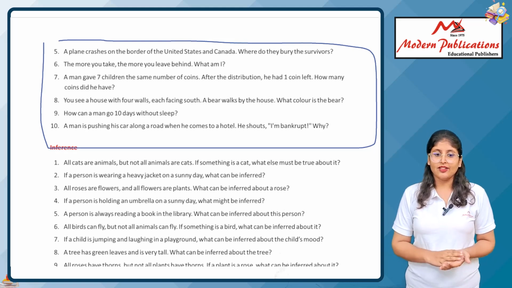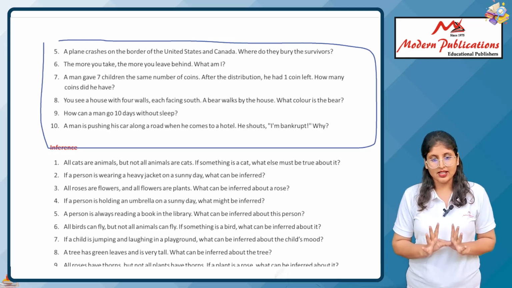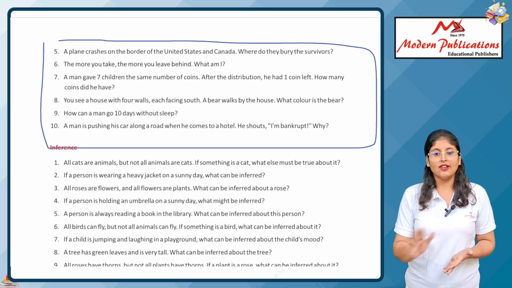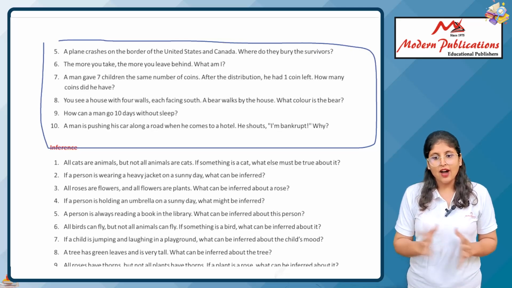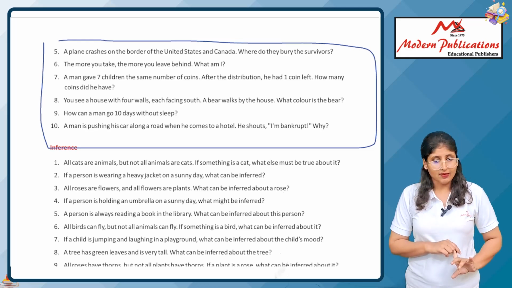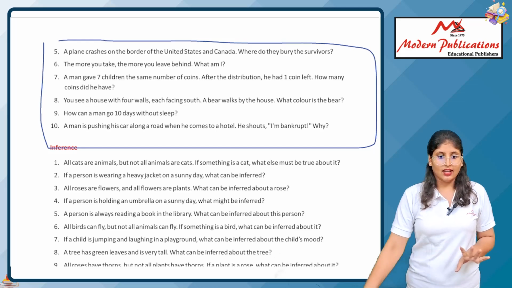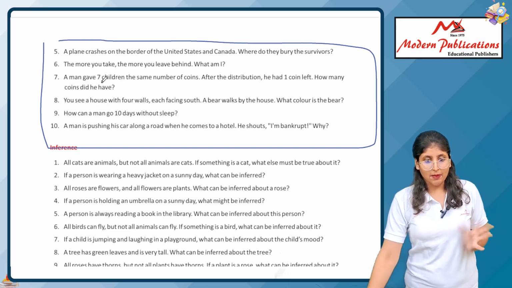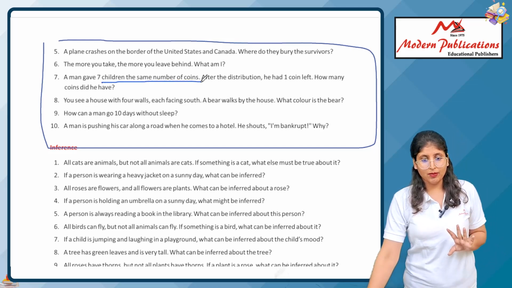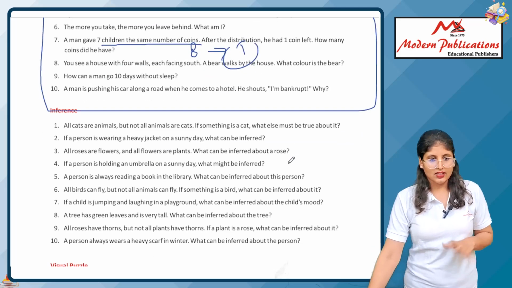Next, a man gave seven children the same number of coins. After the distribution, he had one coin left with himself. How many coins did he give? The same number of coins means they have 8 coins. If one coin is left, that means initially he had 8 coins. So this one is easier.